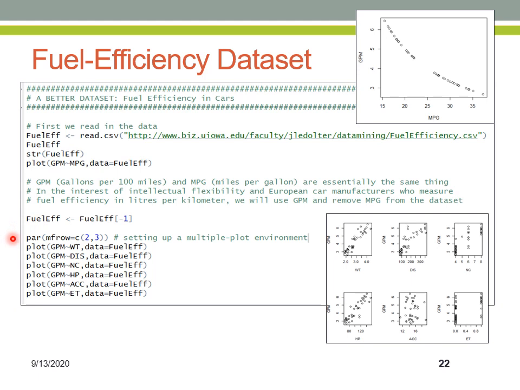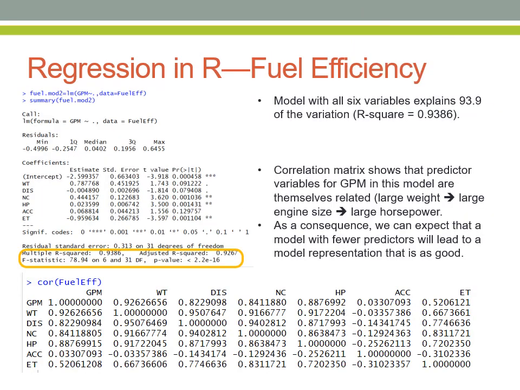Then we're going to set up a multiple plot environment, and we're going to plot all of the independent attributes upon GPM, which is what we're seeing right here. Here we're running our multiple regression again, as evidenced by the formula of GPM mapped on all the attributes in the data set. That's also what we're seeing in our regression output here.